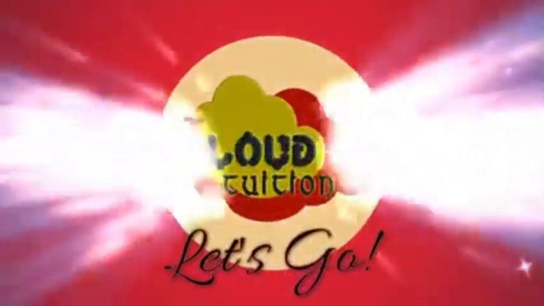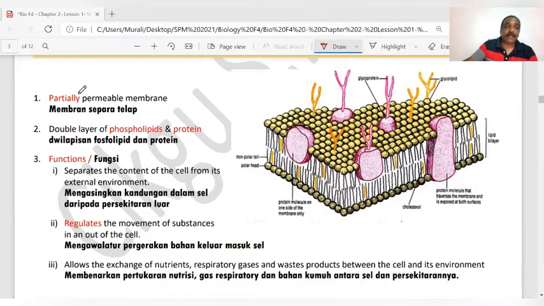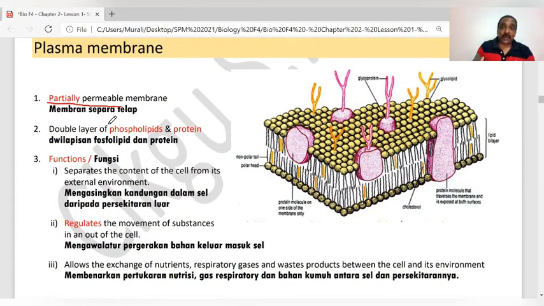Let's go. Number one, plasma membrane: partially permeable. What do they mean by partially permeable? When I compare this with a cell wall, which is fully permeable, what's the difference? Partially permeable means they only allow certain particles to pass across.